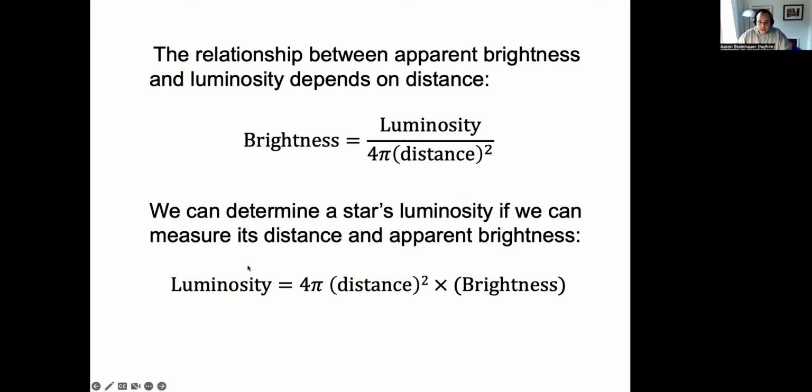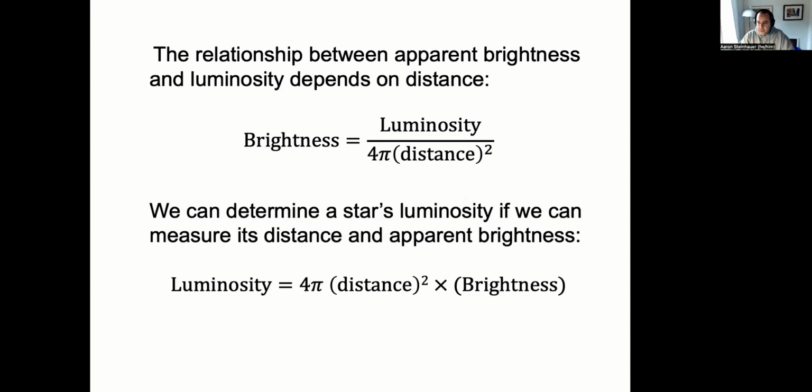And so obviously you can turn this around too, for the luminosity of an object. If you know the brightness and the distance, you can get the luminosity just by multiplying the brightness by the area of that shell, 4 pi times the distance squared.